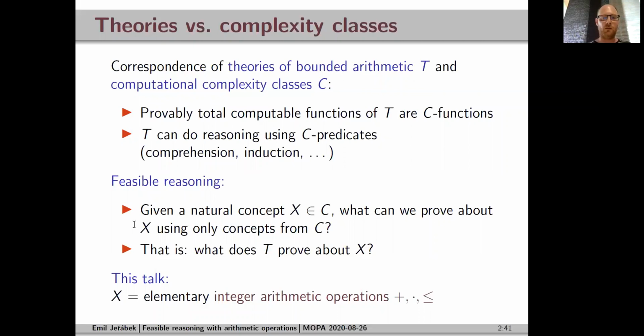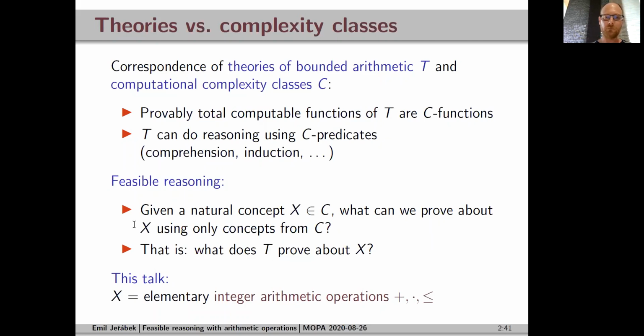And so that I do not just talk abstractly about these kind of vague concepts and so on. In this talk, the concept we are interested in are the elementary integer arithmetic operations: addition, multiplication, ordering. Well, ordering is not an operation, but still. So now the question is, what is the right complexity class for these arithmetic operations, and what is the corresponding theory?